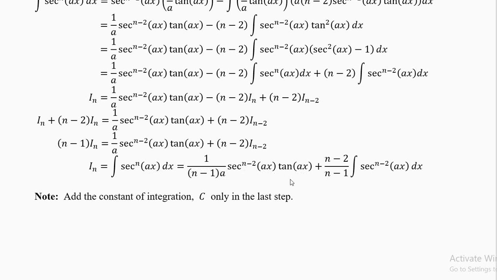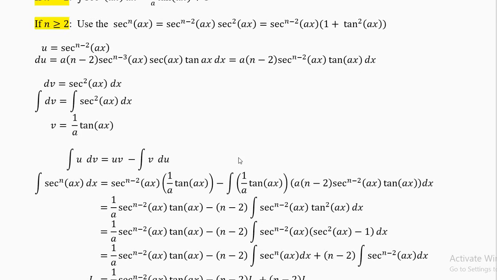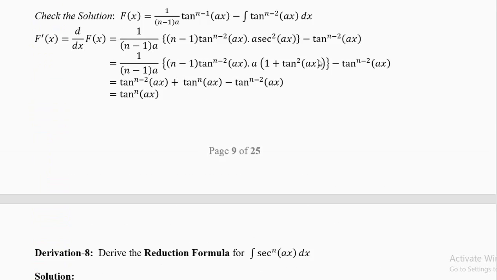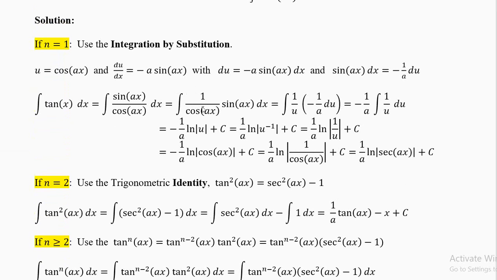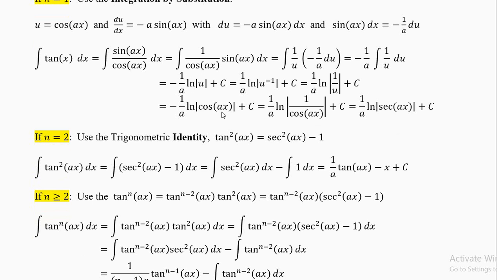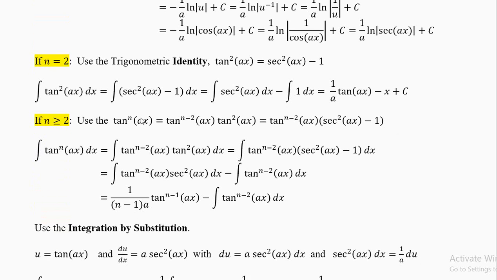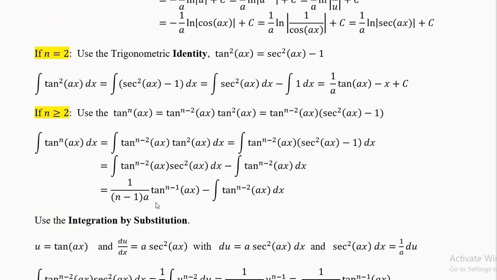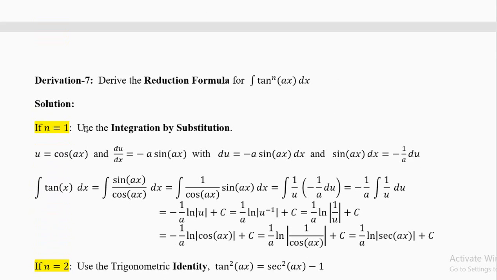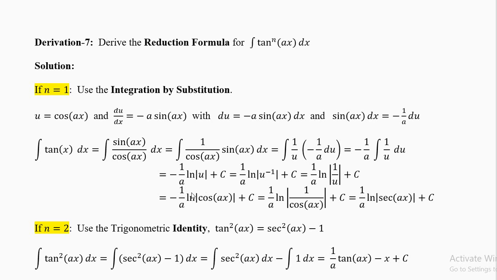This reduction formula does not work for n equal to 1, and we have seen how to do it for n equal to 1. This is your formula from another chapter, which you have seen. Only for the tangent, we did not use integration by parts. For all other cases, we used integration by parts, and again here this reduction formula does not work for n equal to 1, and for n equal to 1 you have to use integration by substitution, and this is your result.